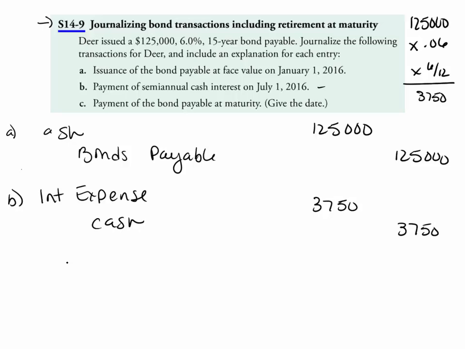And then at the end of that, the maturity date will be, we'll take January 1st, 2016 plus 15 years. So it'll mature on January 1st, 2031. So it'll just look like the opposite of A there. So that will be a debit to bonds payable, and I'll pay back the cash of $125.